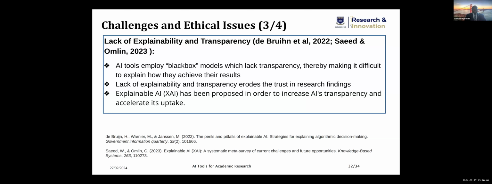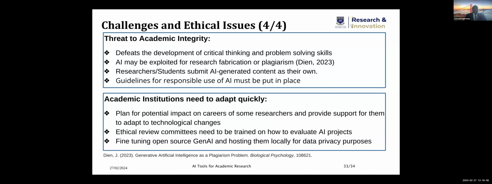And then these tools are also a threat to academic integrity. They defeat the development of critical thinking and problem-solving skills, you know? Like students, they would want just to go on ChatGPT and not study. Everything they do, they take it to a large language model. At the end of the day, they may come up with nice assignments, especially those which we hand out. But at the end of the day, they know nothing. And there is also a danger that they may submit an output from a large language model that is basically false. And AI can be exploited for research fabrication and plagiarism.